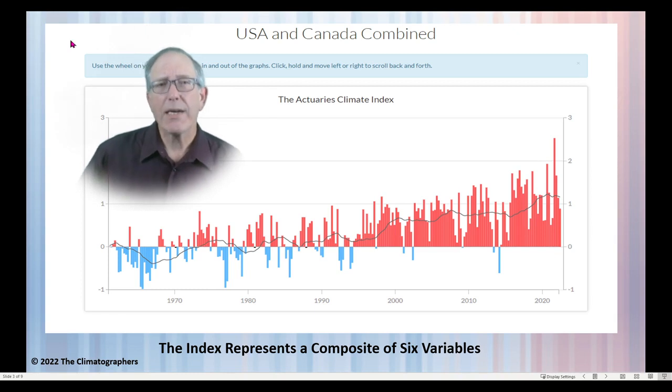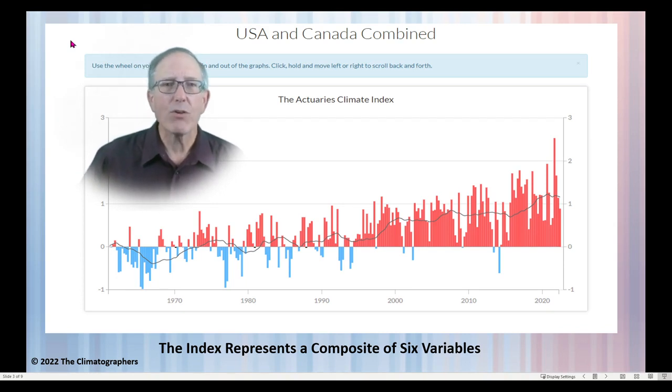So this is the composite Actuaries Climate Index from 1960 to the second quarter of 2022. And one thing to notice is that the scale here is in standard deviations. So you take the average, you create a normal distribution for the period 1960 to 1990, and then you can say, how has that changed in terms of the standard deviations away from that average over time? And this composite includes 6 different variables.